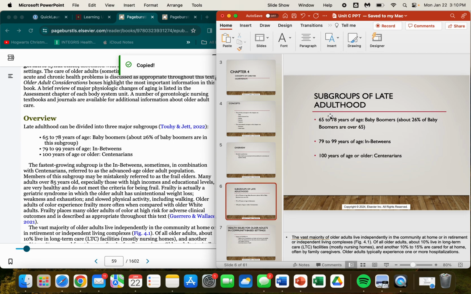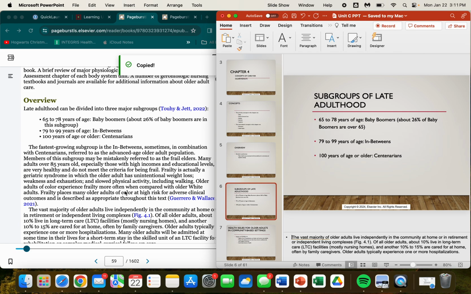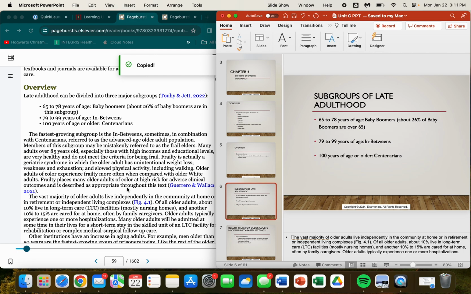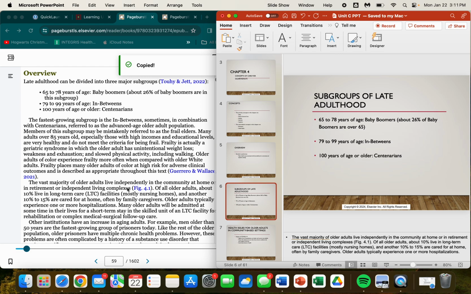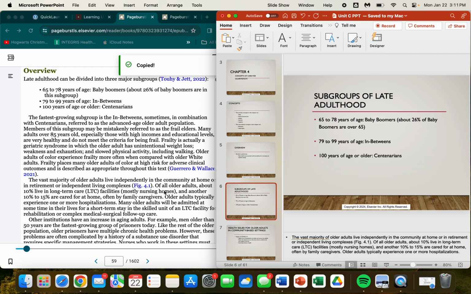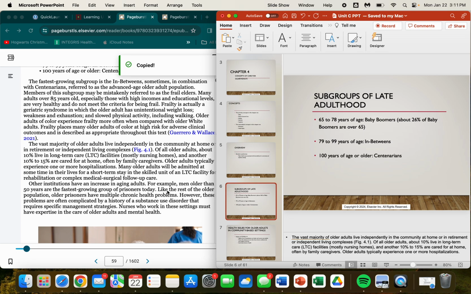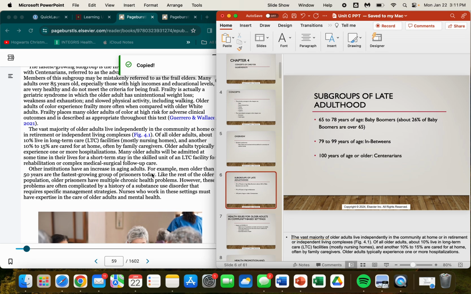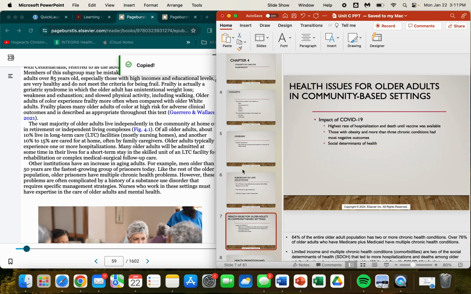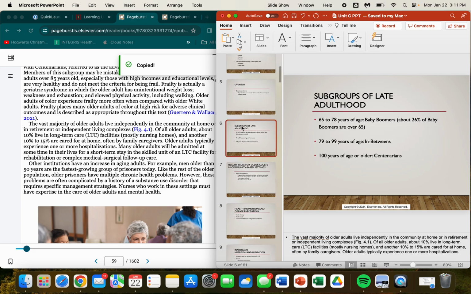So 26% of these baby boomer population are over the age of 65. So the fastest growing subgroup is the in-betweens, as referred to, and then in combination with the centenarians. So as we kind of go through this chapter, we'll talk about just the impacts on those. This is kind of what we're referring to when we say the older adults.